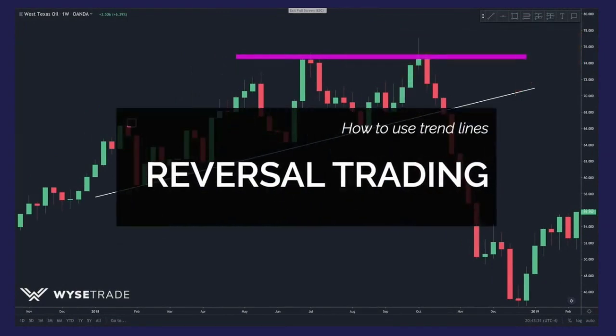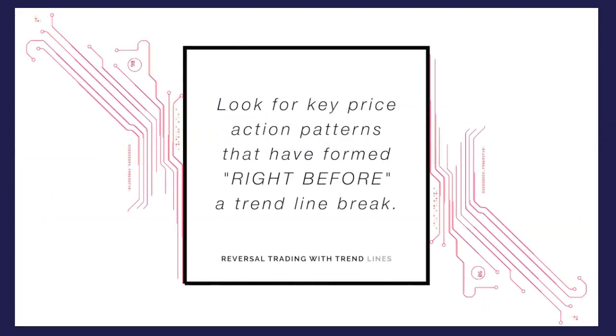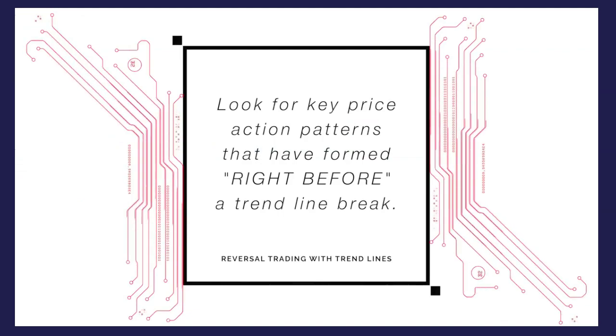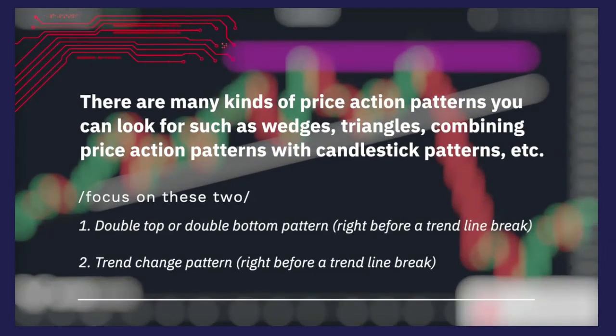So in this section, we are going to go through a reversal trading strategy with trend lines. Now, what you do is you look for key price action patterns that have formed right before a trendline break. Now, there are many kinds of price action patterns you can look for, such as wedges, triangles, combining price action patterns with candlesticks, and so forth, as there are a lot.